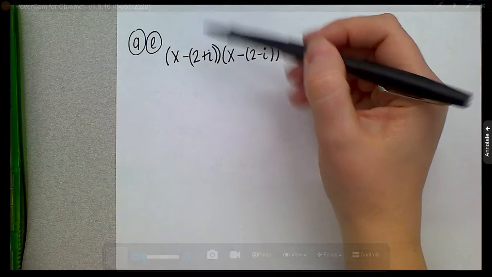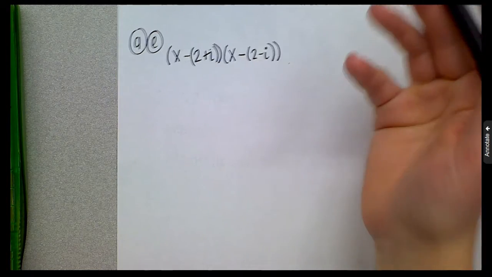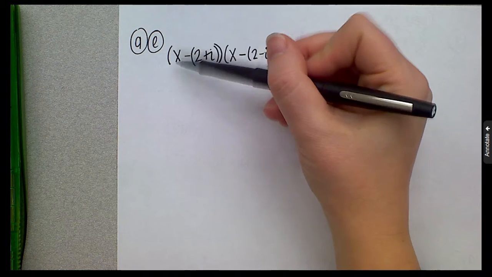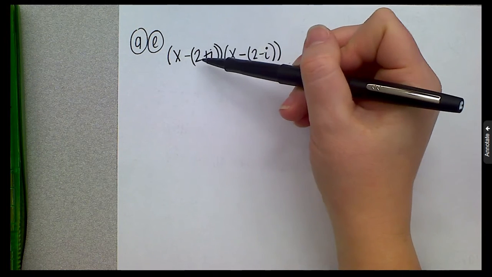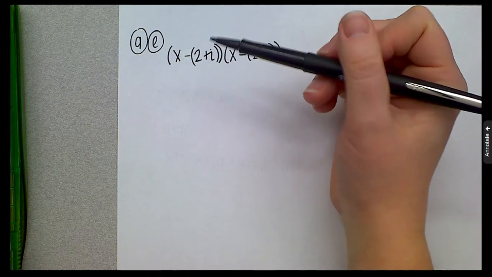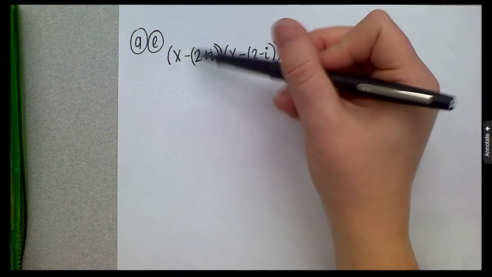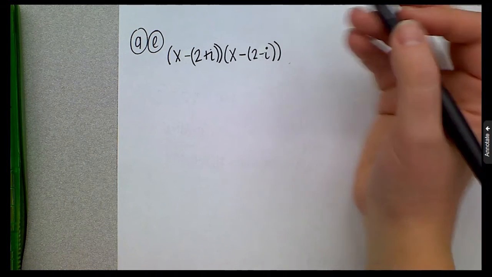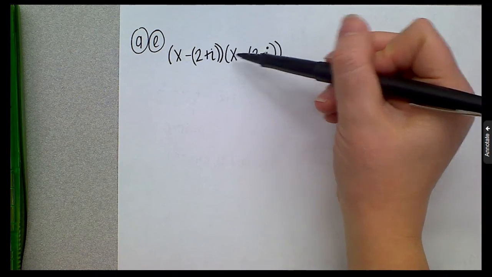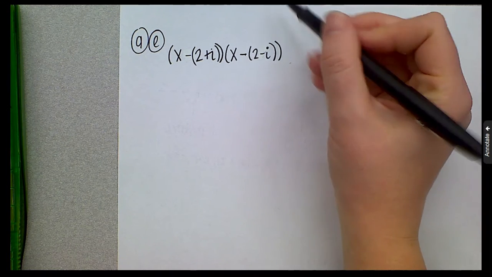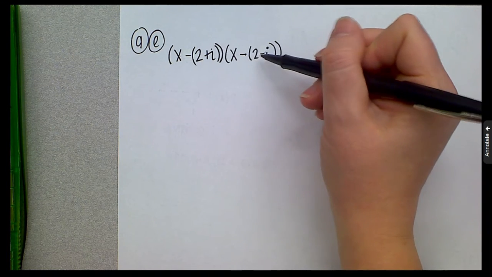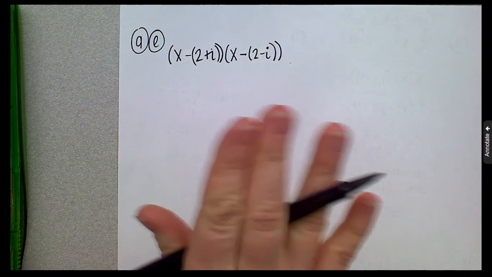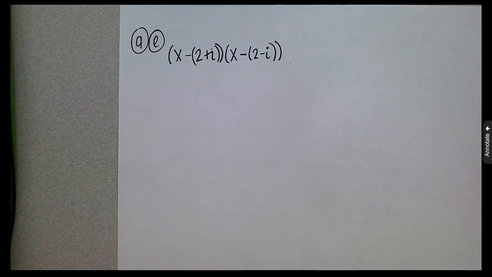This is how I would set that up. When we write a 0, we write x minus whatever our 0 is. So we do x minus, and our first 0 is 2 plus i. You just need to make sure, since it's a binomial, it's in parentheses. And then the second one, you would do x minus, and since it's the conjugate, that's 2 minus i. A little confusing on the setup, but I wanted to make sure it was clear.